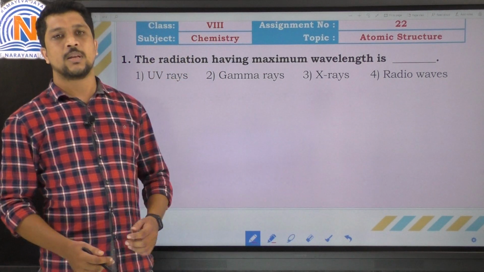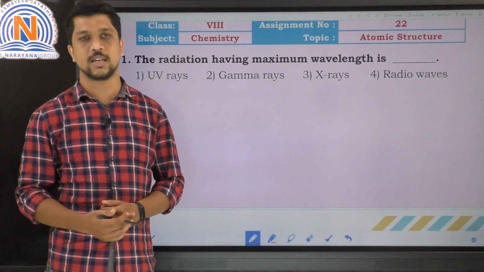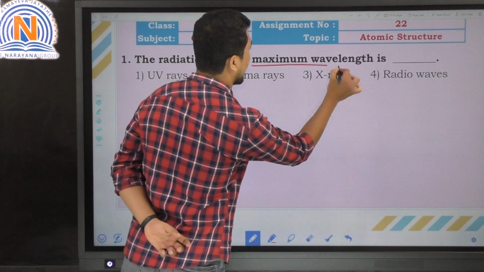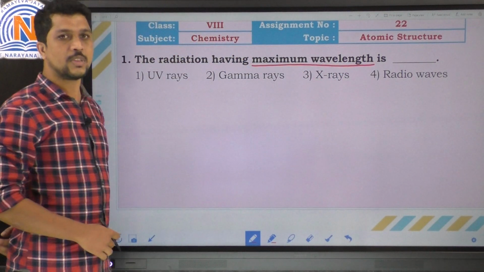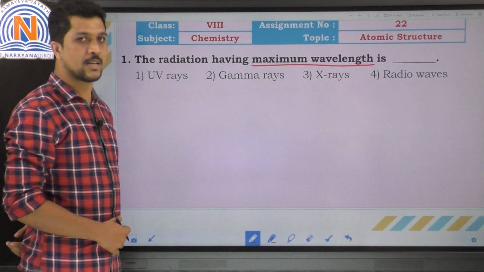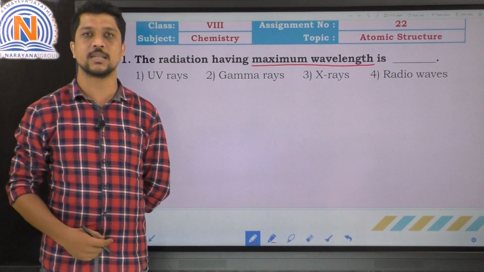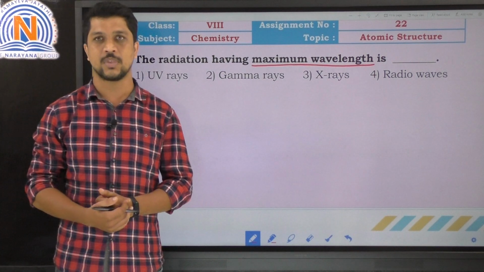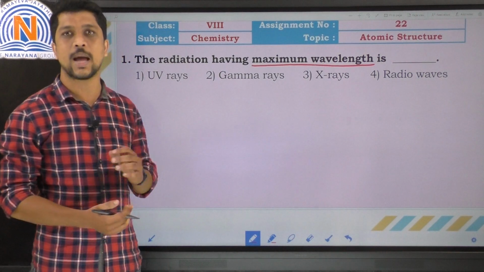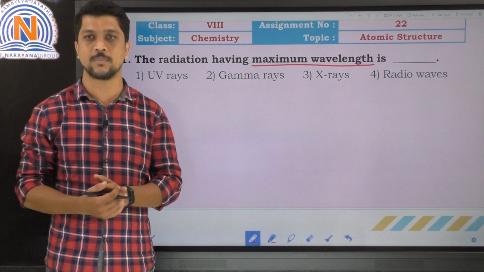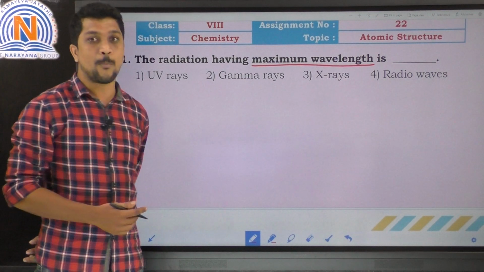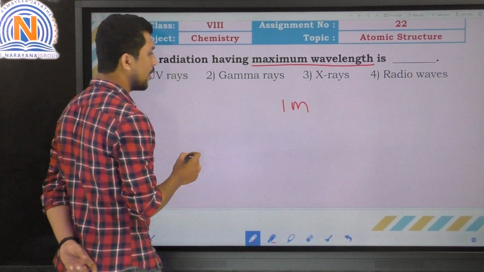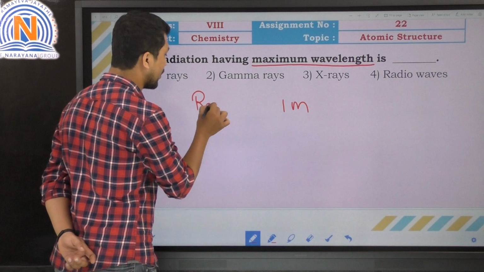Here the first question: the radiation having maximum wavelength is. They have given four options. First one is UV rays, second is gamma rays, third is X-rays, and fourth is radio waves. Among these four, which one has the maximum wavelength? According to the electromagnetic spectrum, the radio waves have the maximum wavelength, which is around 1 meter.